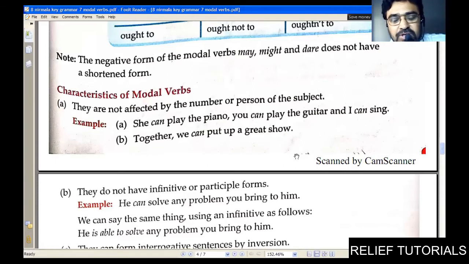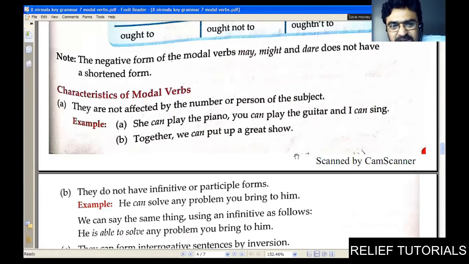Suppose, for she, if play is a normal verb, then it should be plays or played, or if it is continuous tense, she is playing. If other than she, if you have I, then I am playing. If it is we, then we are playing. But can remains the same with all kinds of nouns or pronouns. So she can play the piano, you can play the guitar, I can sing. It goes in the same way with everything.